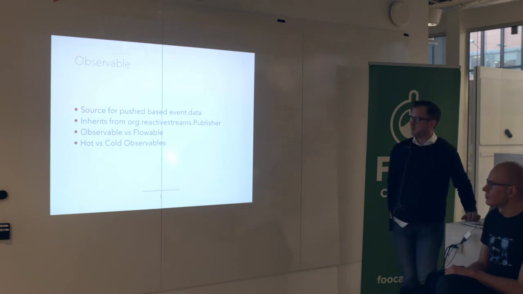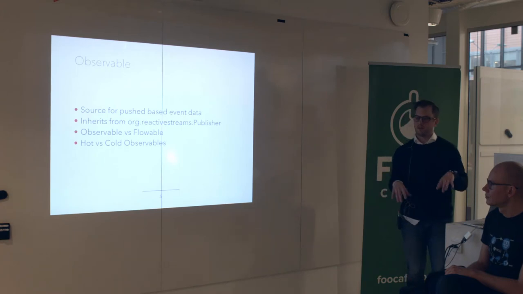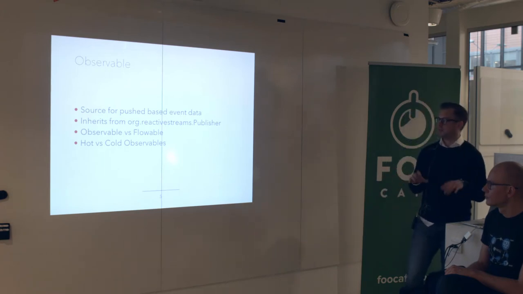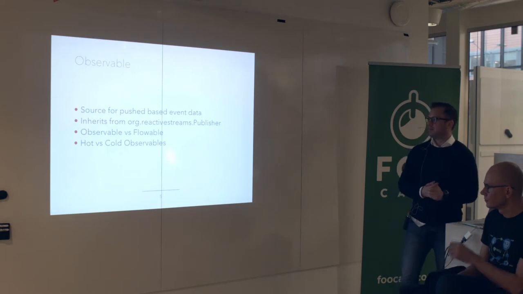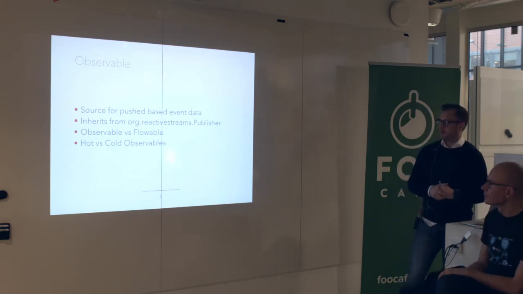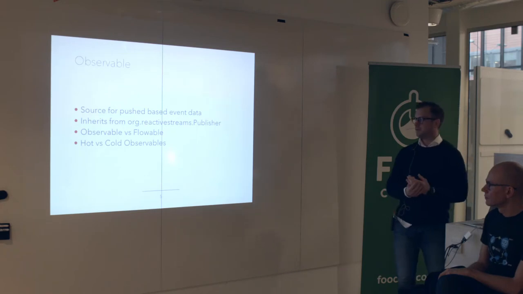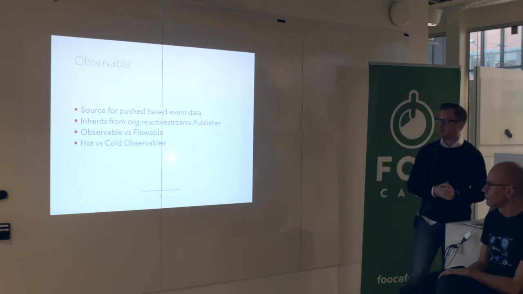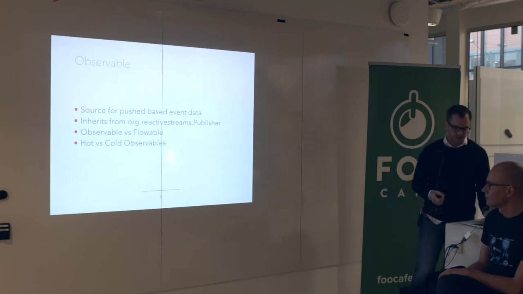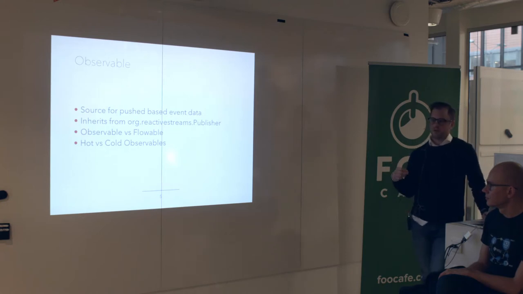So a little bit more about the observable. The observable and observer are the big two things in it. The observable is a source for push-based event data, which means it has only one method, which is called subscribe, where a class is registered that wants to subscribe, and then it calls three different methods on this subscriber.